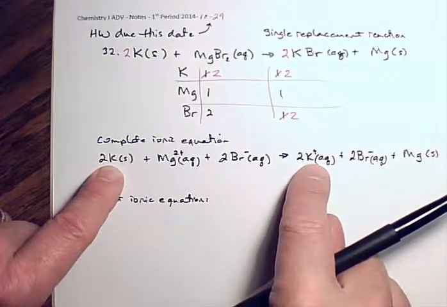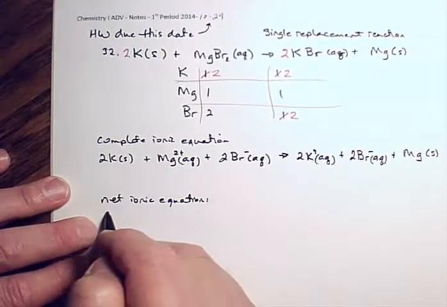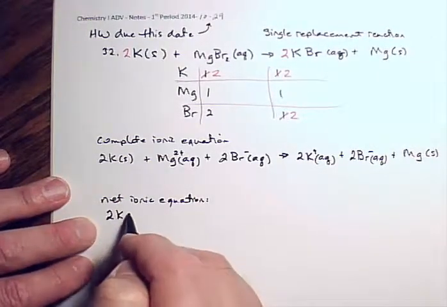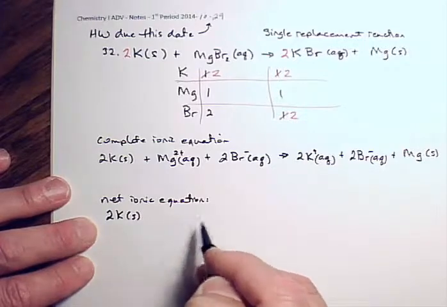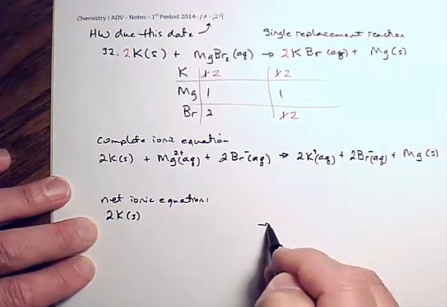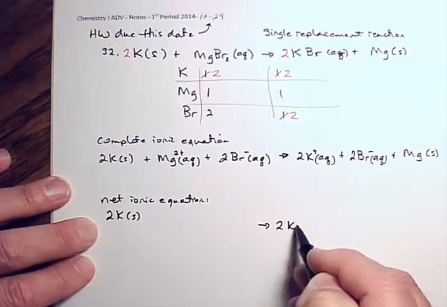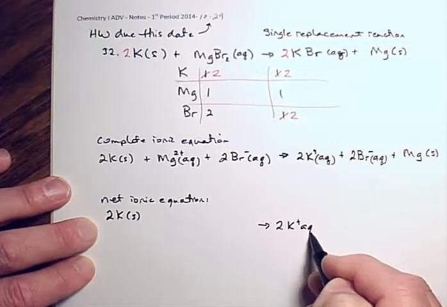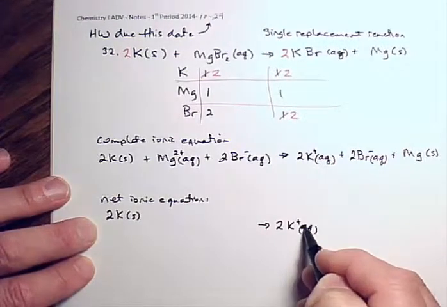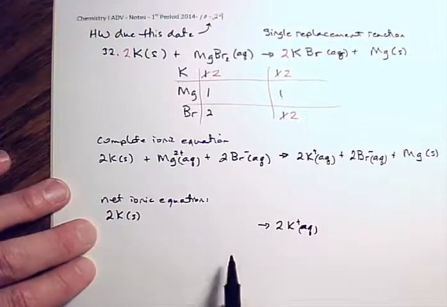That changed. It's in the game. So we're going to keep that. 2 potassium, metal, solid. And over here, we're going to keep the 2 potassium ion that's aqueous. It's separate. It's a changed thing. It's not the same anymore.